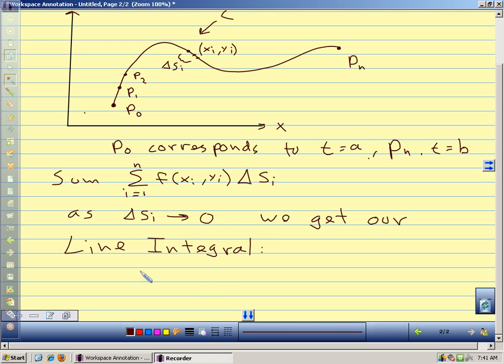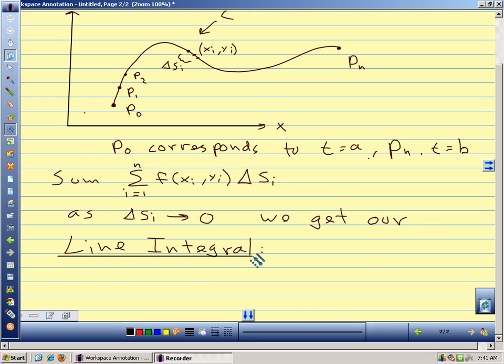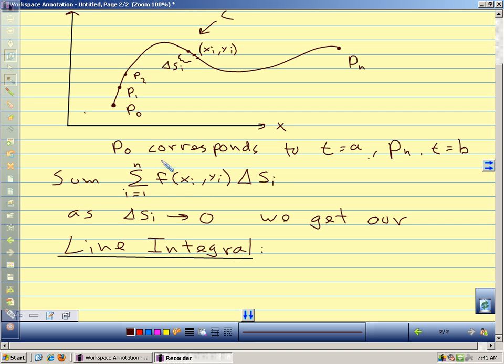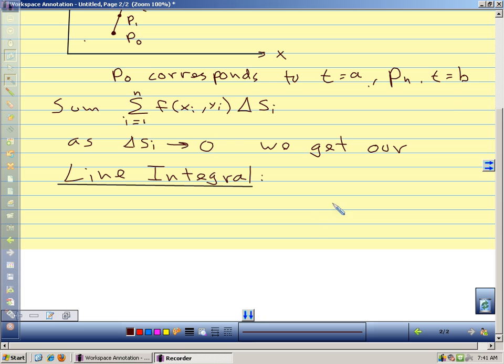Notice that today we're working on the line integral of a scalar function. f of x, y is a scalar function, so we're summing this scalar function over this curve. Tomorrow we'll talk about how we sum a vector function over a curve.